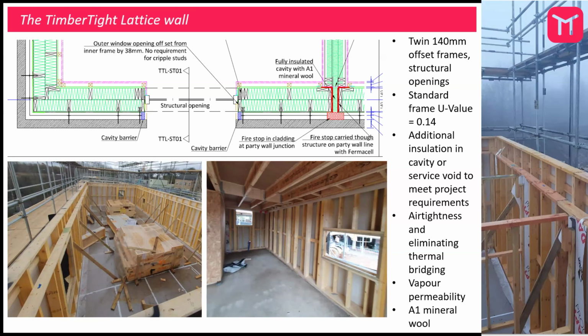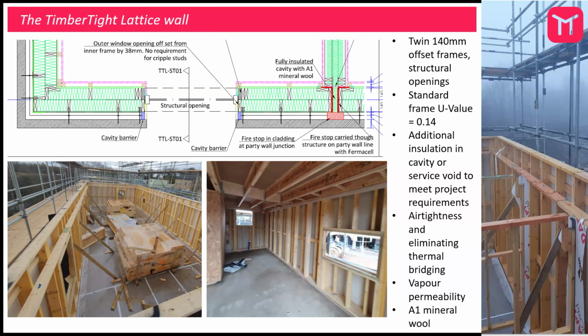We do this around structural openings, so we've got good thermal bridging adjoining to window details. The standard frame without anything else can achieve around 0.14 as a U value, but then we can add to this wall build-up where required for Passivhaus requirements for each project, and we can get down to possibly 0.1 depending on the complexity of the building and the form factors.